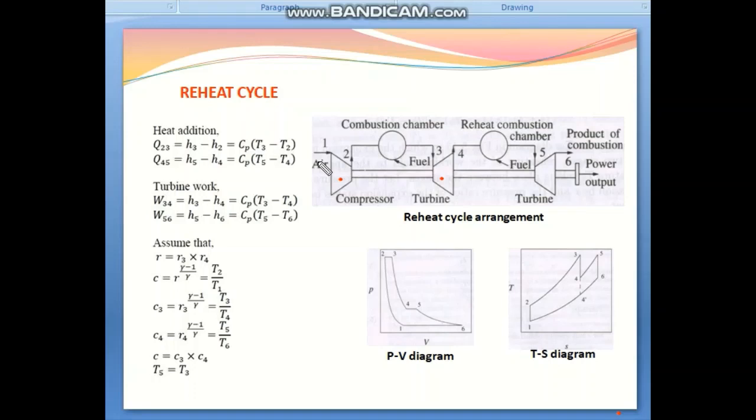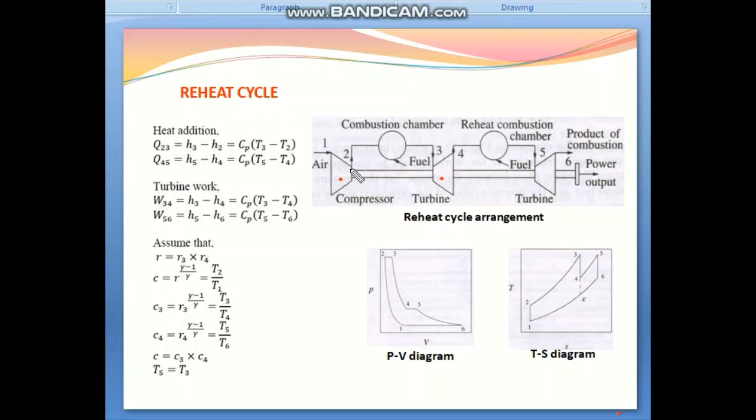First, the air is sucked in the compressor, that is the process 1 to 2. The air then flows through the compressor, that is the adiabatic compression process, 1 to 2, shown in the PV diagram. This is 1 and this one is 2. So this is a constant entropy process, and the temperature is increased a little bit here.